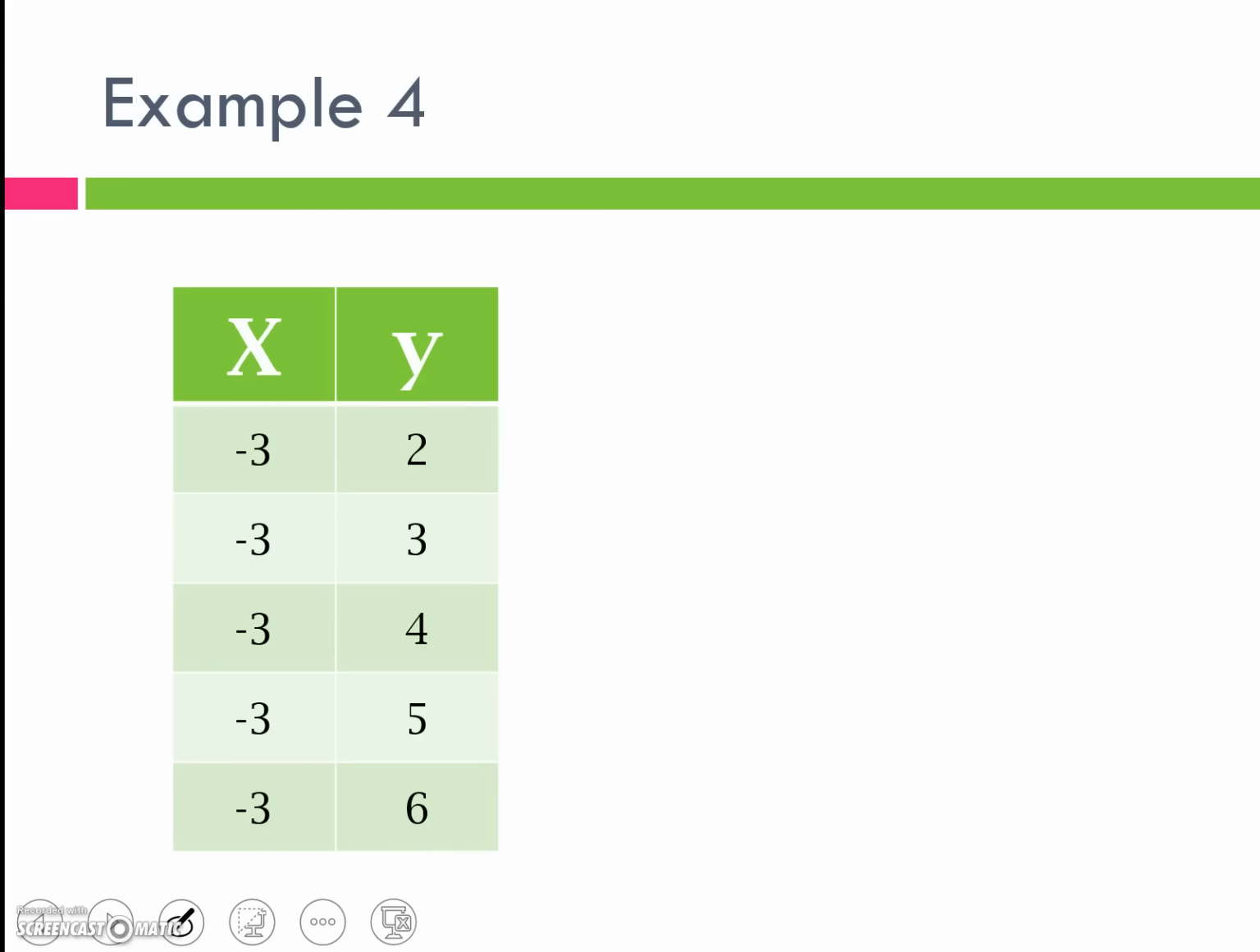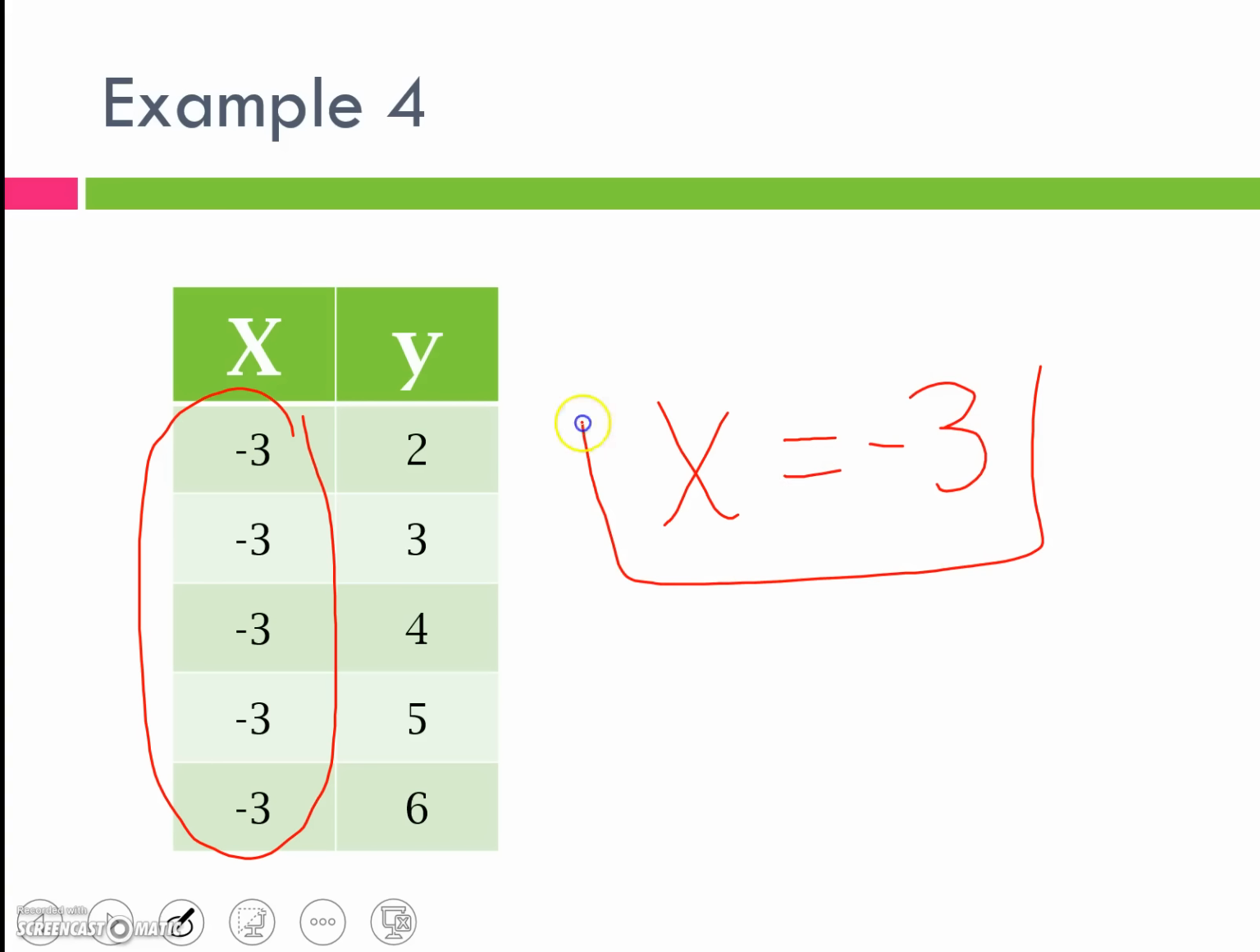The same thing can happen for our x values. If you are noticing here, our x values are all -3. Therefore, our equation has to be x is equal to -3, just like we saw in some of the past videos.